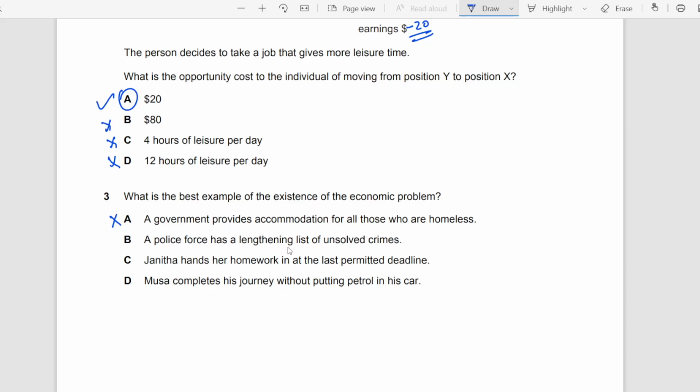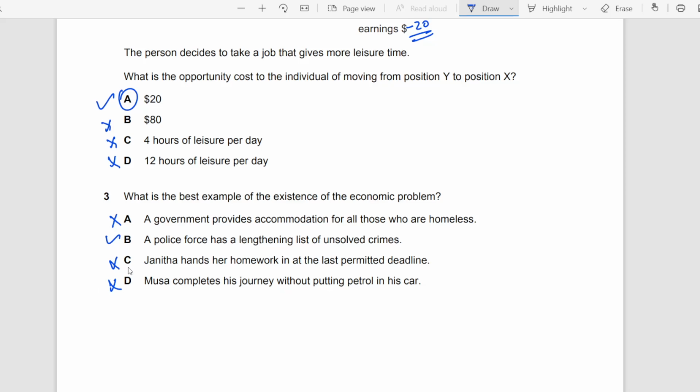A police force has a lengthening list of unsolved crimes. Let's look at the other options as well. Janitha hands her homework in at the last permitted deadline. No. Musa completes his journey without putting petrol in his car. Is that even possible? That's so silly. So B is the only appropriate answer here.